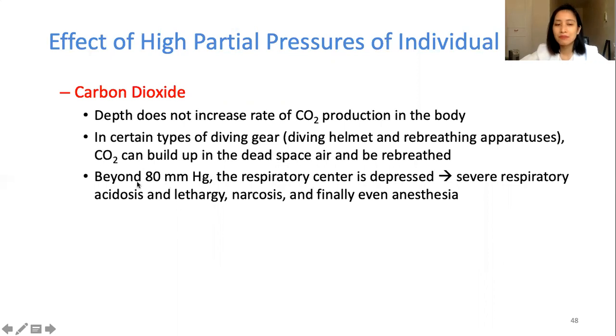CO2 normally would be between 35 to 45 millimeters mercury. But if it goes beyond 80 millimeters mercury, you will have CO2 accumulation, you will have respiratory acidosis. And with respiratory acidosis, this causes respiratory center depression and severe acidosis, lethargy, narcosis, and finally even anesthesia, can't feel anything.